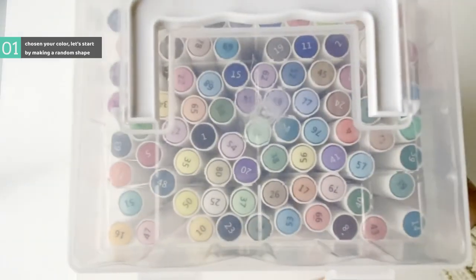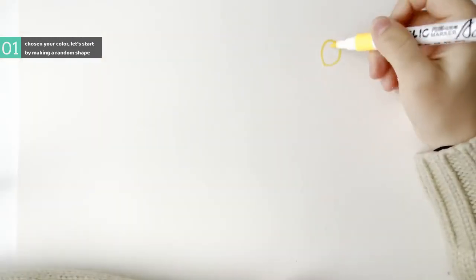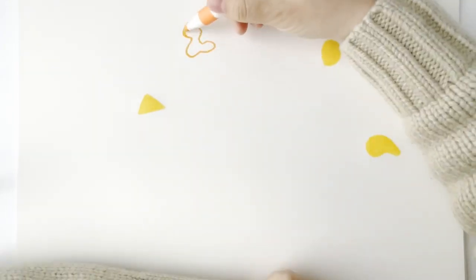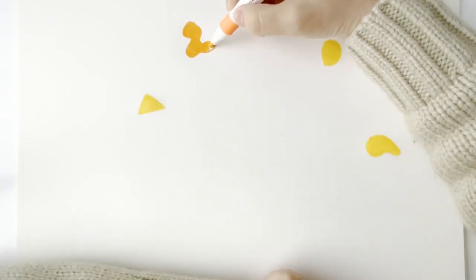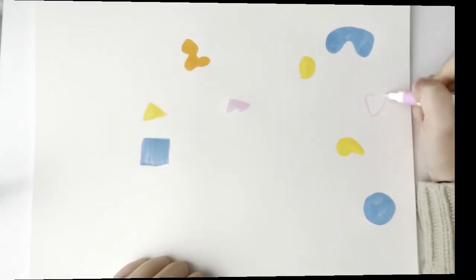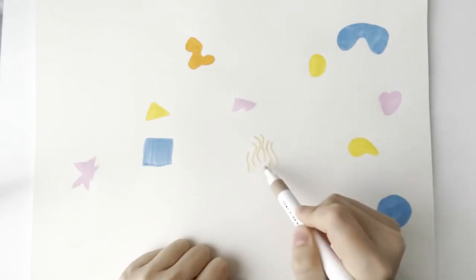Now that you've chosen your color, let's start by making a random shape. Don't overthink it, just let your hand move freely across the paper. This shape can be as wild or as simple as you like. Once you've made your shape, take a moment to look at it closely. Ask yourself, what does this shape remind me of? Does it look like an object, a creature, or maybe just an interesting abstract form?